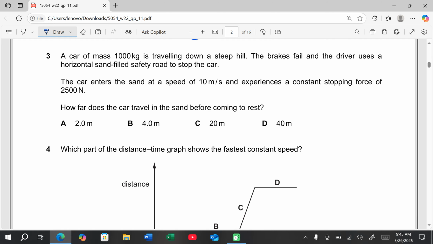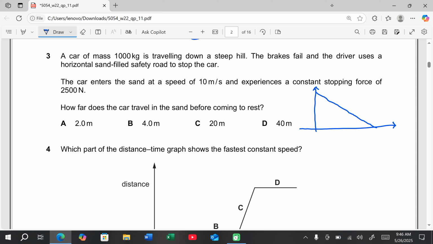A car of mass 1000 kg is traveling down a steep hill. Brake fails and the driver uses a horizontal sand-filled safety road to stop the car. The car enters the sand at a speed of 10 meters per second, experiences a constant stopping force of this. How far does the car travel in the sand before coming to rest? Since we don't have equations of motion in our syllabus of O levels, we're going to use the graph method. It was at 10 meters per second. There was a constant deceleration like this.